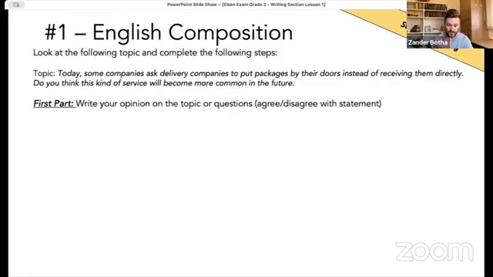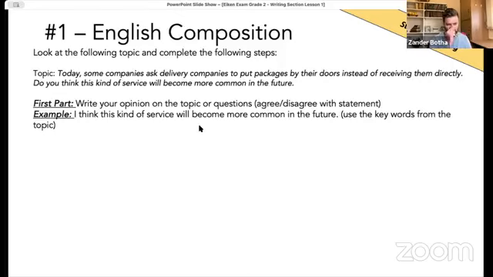You need to share what you think. You think yes, or you think no. So let's look at an example of your first part, giving your opinion. So you can say, if you agree with this topic, you can say something like, I think this kind of service will become more common in the future.